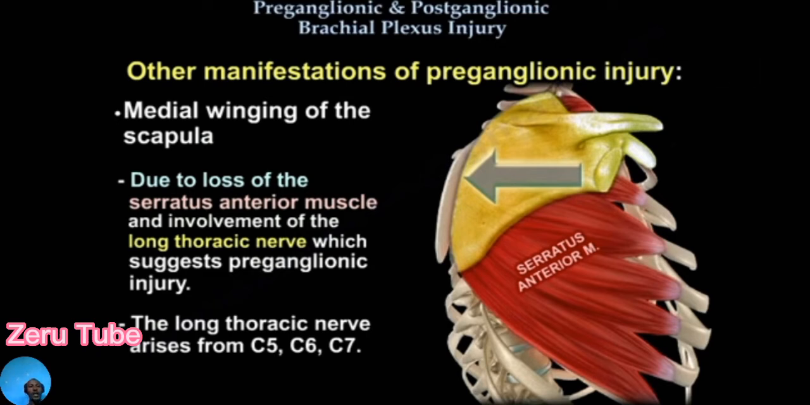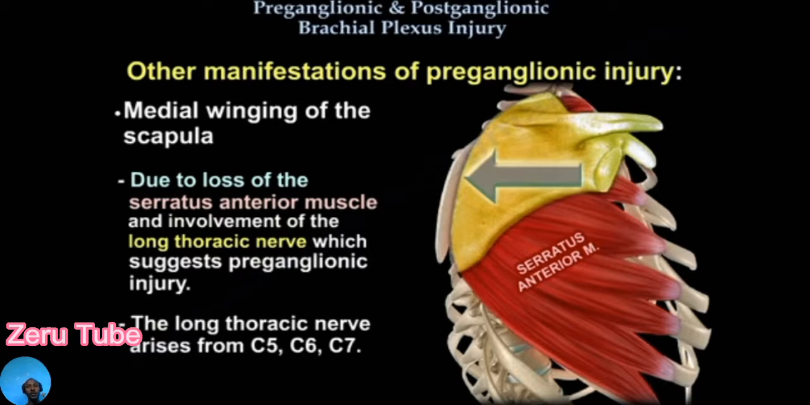So the patient who has a preganglionic injury has the medial wing of the scapula. Scapula medial wing ያረጋል። ያ ማለት እጃችሁን ከግድግዳ ጋር ቆማችሁ እጃችሁን ከግድግዳ ጋር ገፍታችሁ ብትይዙ the scapula goes to posterior. ወደኋላ scapula posterior ይሄዳለች። This can be due to loss of the serratus anterior muscle and the involvement of long thoracic nerve. This long thoracic nerve arises from the root of C5, C6 and C7.